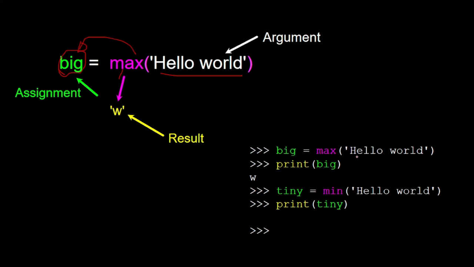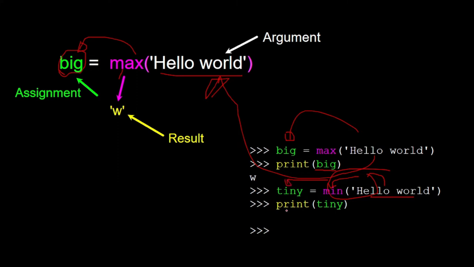Let's see, big equal to max of hello world. Print big. The output of this is loaded to this big variable, and when we print big, this value is displayed. That is the result. Tiny equal to min of hello world. This is the argument, and this is the function name, and the output of this function is loaded to this variable. When we print this variable, the output is displayed.